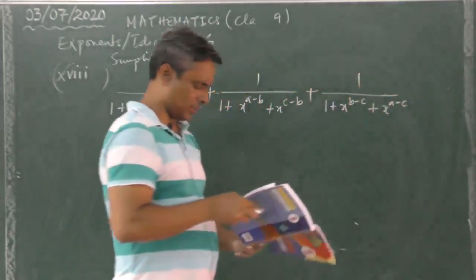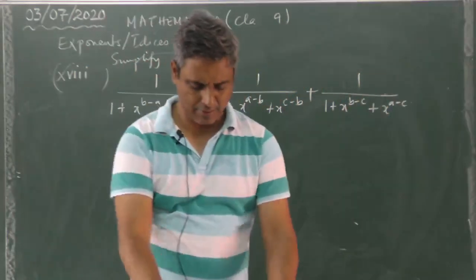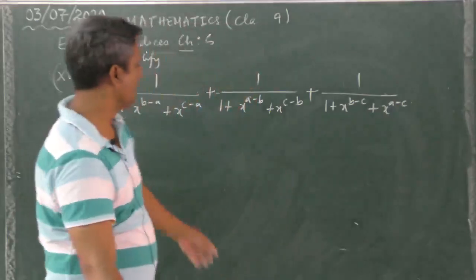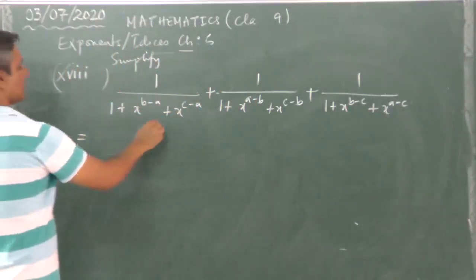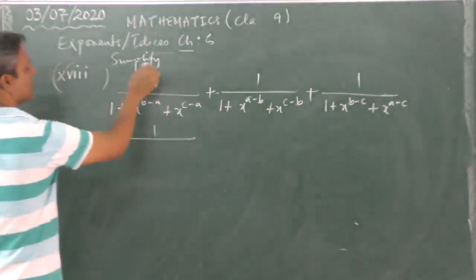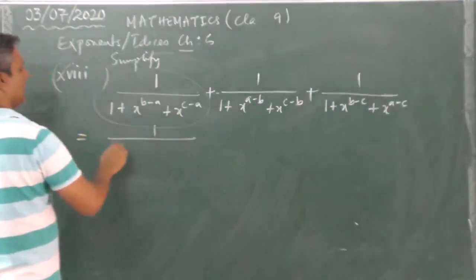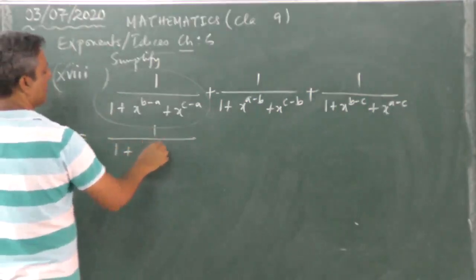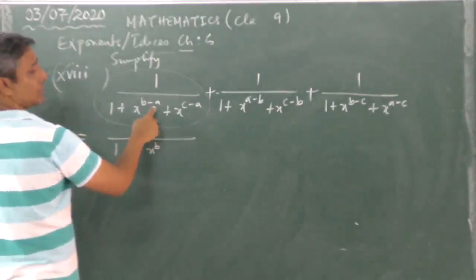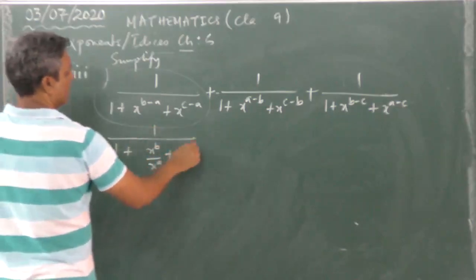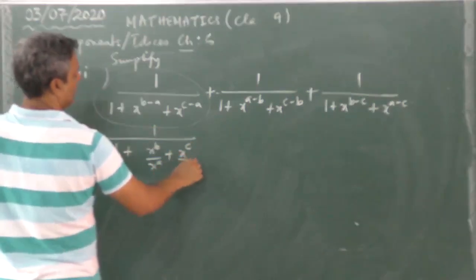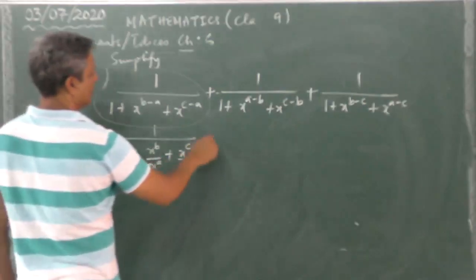Now if you look at this question, we have a lot of powers, but they are written in the denominator. So let us work it out. First of all, this one. 1 as it is, x to the power of b. Power is subtracted, I will write x to the power of a in the denominator. X to the power of c, I will write x to the power of a in the denominator.